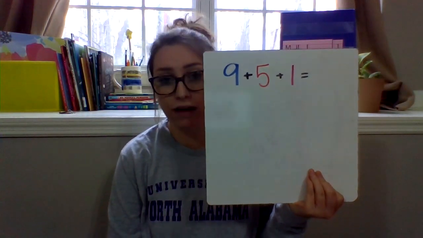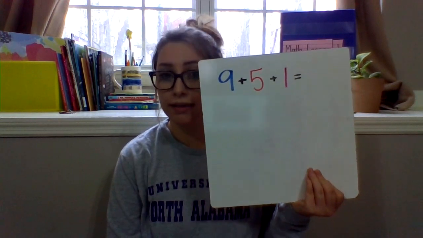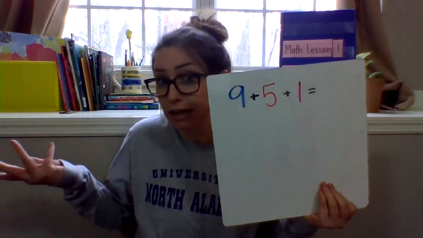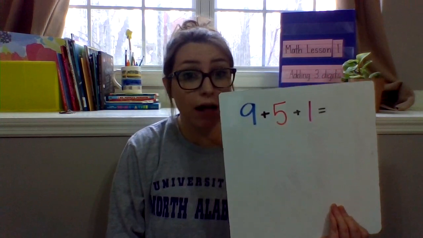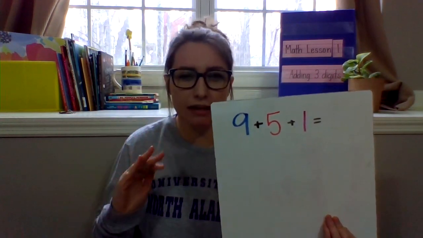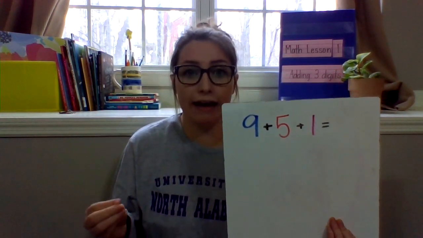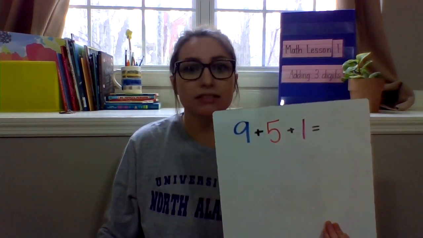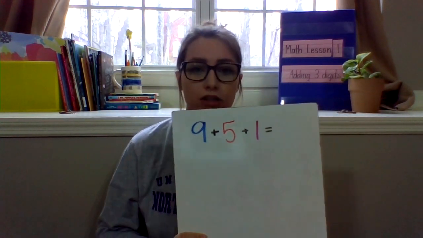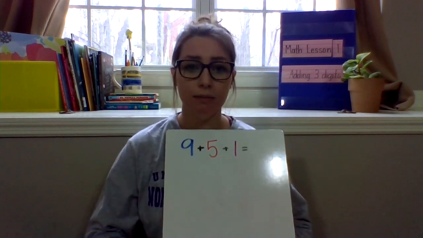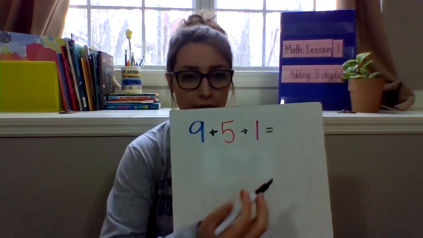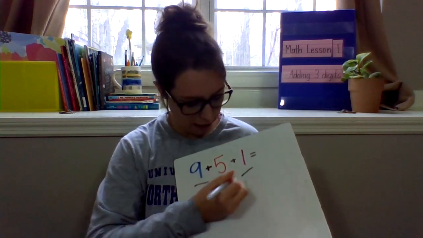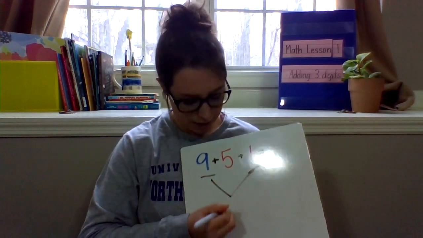9 plus 5 plus 1 equals something. What would be the first step for me to think of? Well, I want to try to make 10 because I know that that will be easier for me to add later. So what I'm going to do first is look through my problem. Do you see any numbers here that would make 10? Okay, yeah. 1 and 9, if I put them together, make 10.